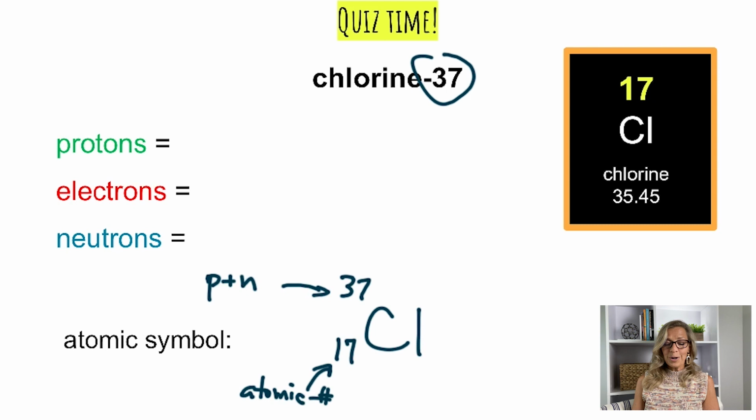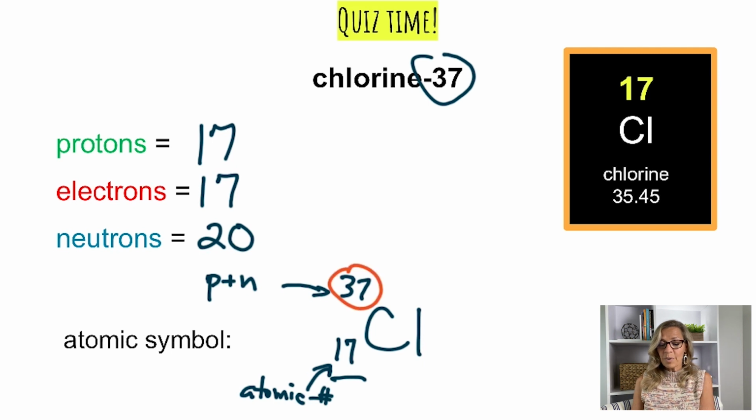All right, now let's go do the particles. Protons, easy. Atomic number, 17. This is an atom. It's electrically neutral, so electrons will be the same as protons. And then how do we get neutrons? Well, we've got the mass number, which is the total, and we're going to subtract away the number of protons. Remember, 37 minus 17 gives me 20. So the mass number tells you the total number of particles in the nucleus, right? I've got 17 protons and 20 neutrons.